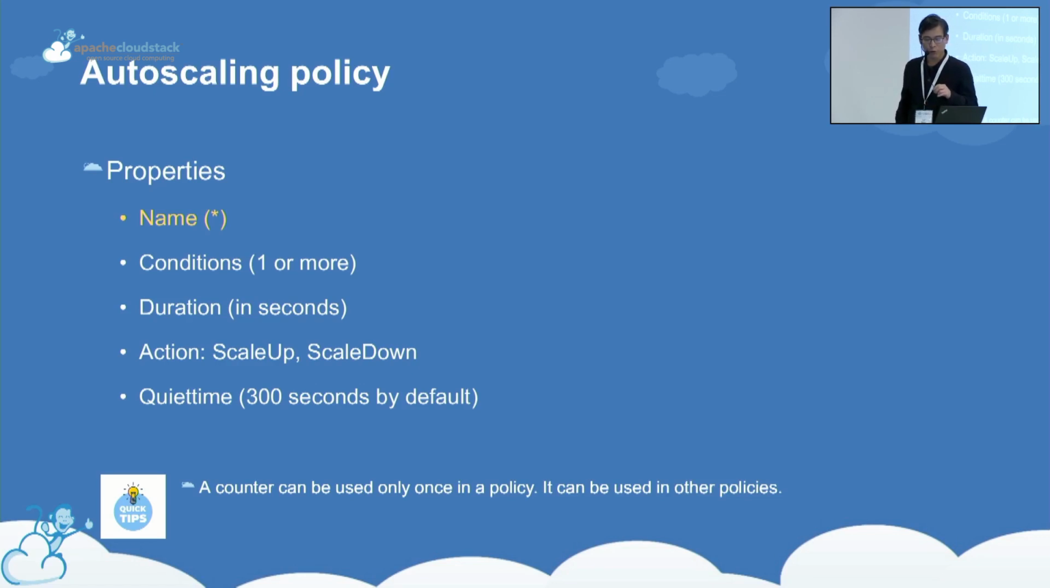And for each policy, it has action. So scale up means deploy new VM. Scale down means destroy the VM. And the quiet time is 5 minutes by default. So if we scale up the group, and in the next 5 minutes, then it will not scale up again. So tips here, a counter can only be used once in a policy, but it can be used in other policies.